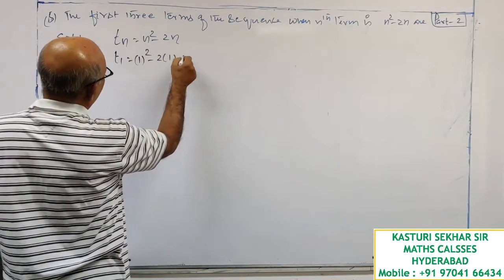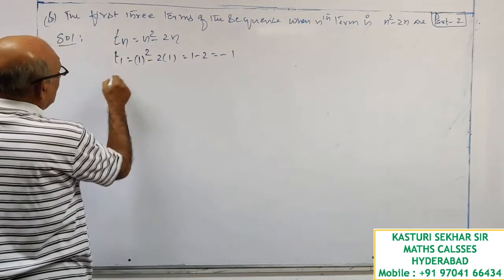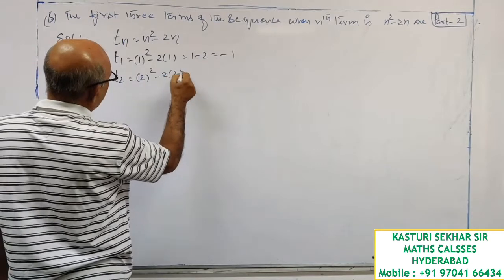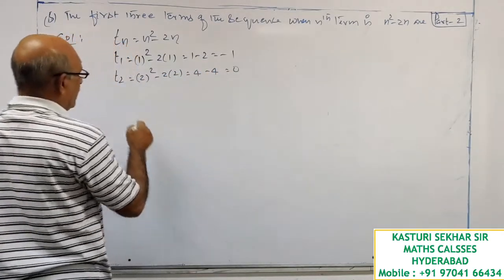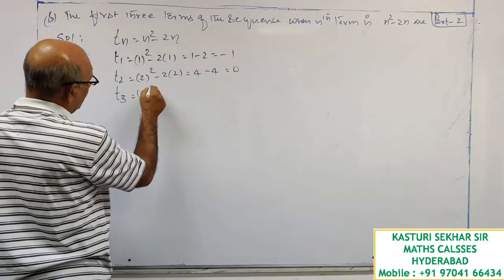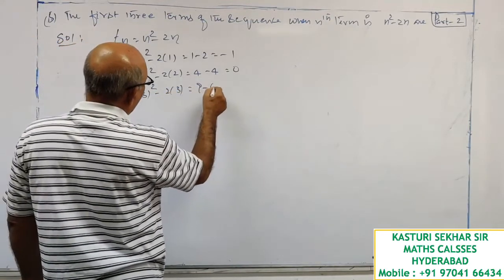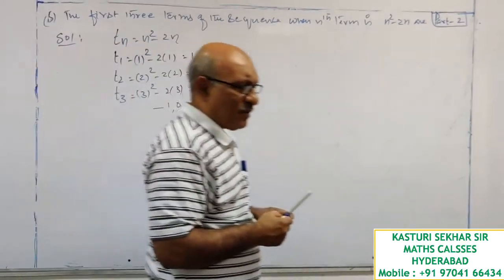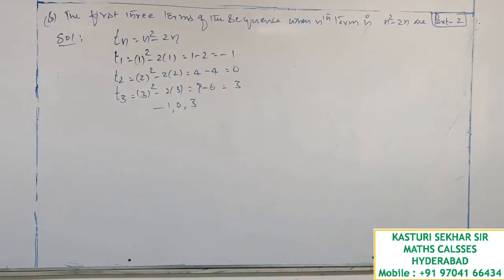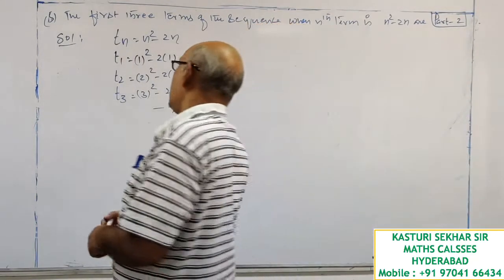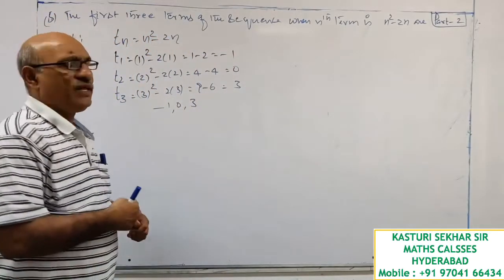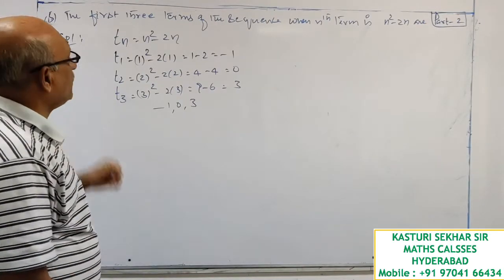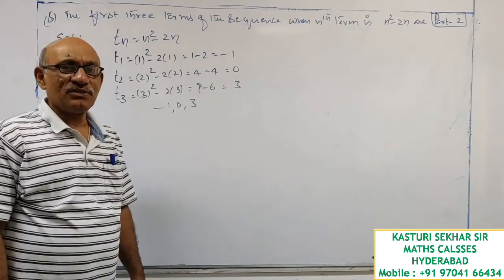1 square minus 2 into 1, 1 minus 2, this is minus 1. When n is equal to 2, second term, 2 square minus 2 into 2, 4 minus 4, this is 0. T3 is equal to 3 square minus 2 into 3, 9 minus 6, this is 3. So first three terms are minus 1, 0, 3. This way, when general term is given, you can generate the sequence. So this problem is related to the concept of how to generate the terms when general term is given.